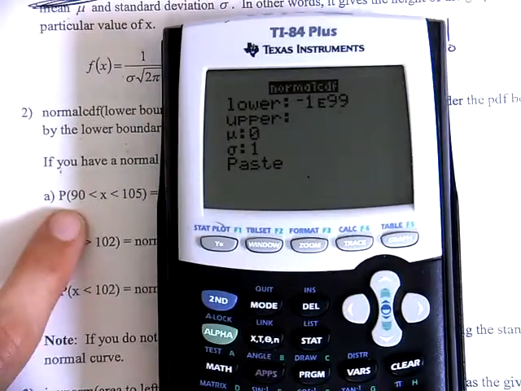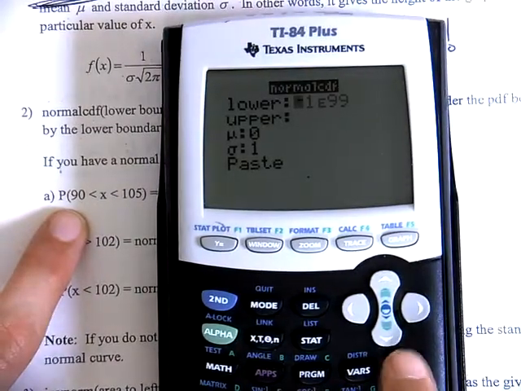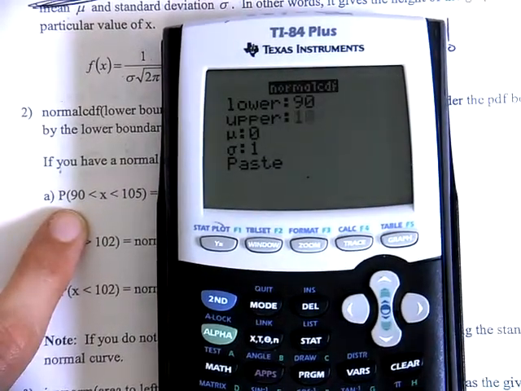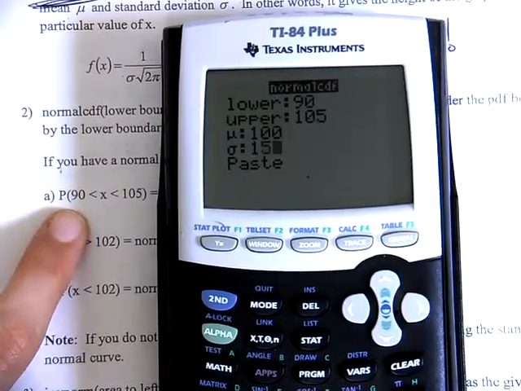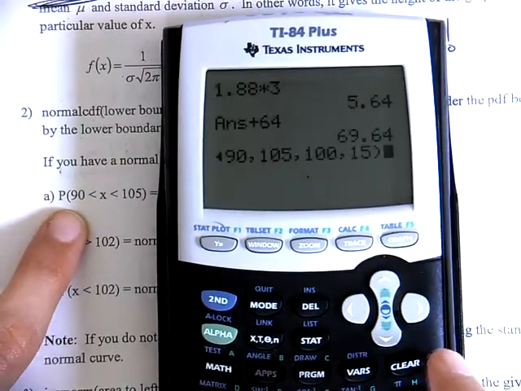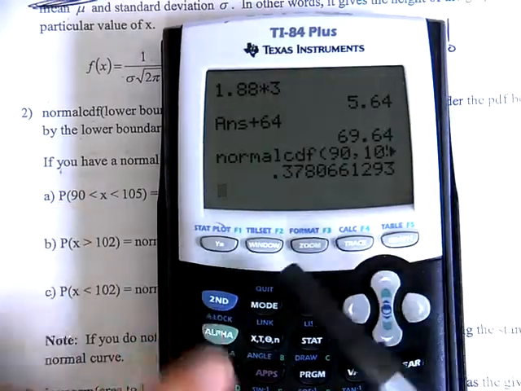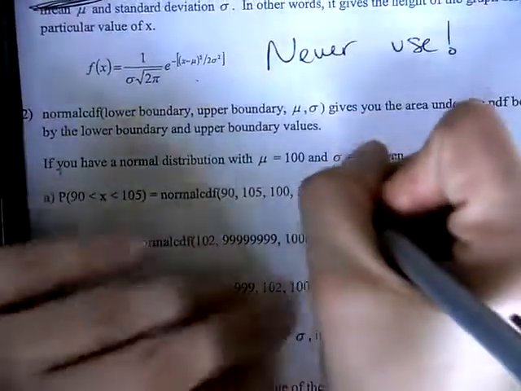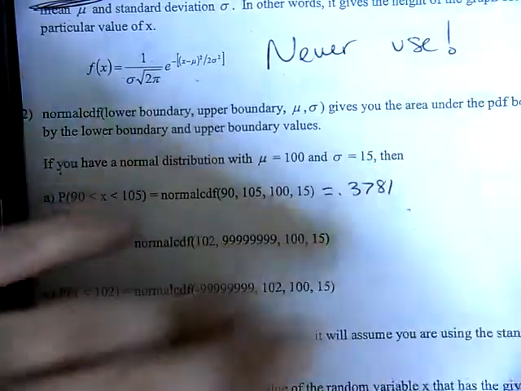So normal CDF, my lower boundary would be 90. My upper boundary would be 105, at a mean of 100, standard deviation of 15. So there's my probability. So 0.3781.